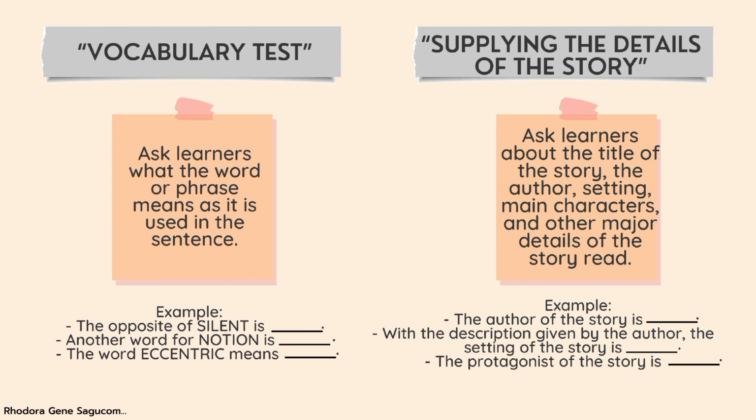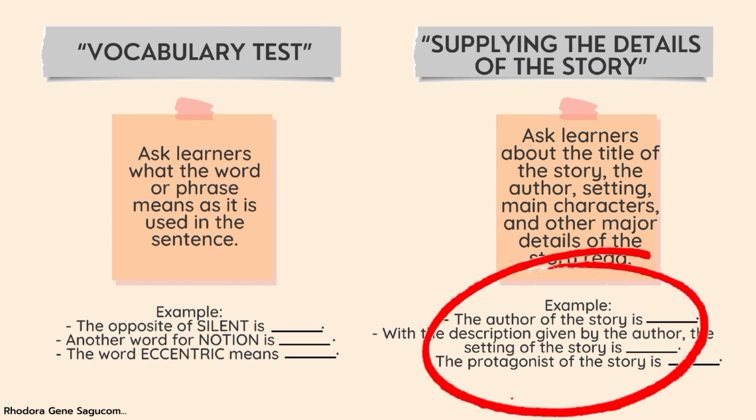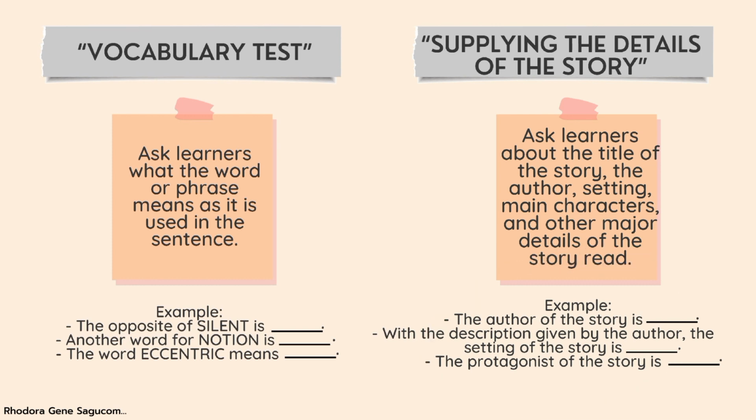Another test situation appropriate for a fill-in-the-blank type is supplying the details of the story. Supplying the details of the story asks learners about the title, the author of the story rather, and the author, of course, setting, main characters, and other major details of the story read. So this one is exclusive to supplying details of a story. Possible test items might be similar to the following examples. Here we have 3 examples for that.